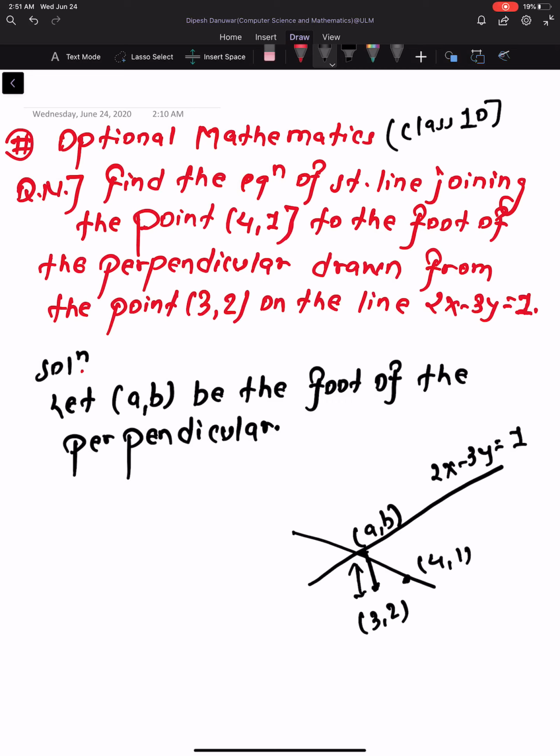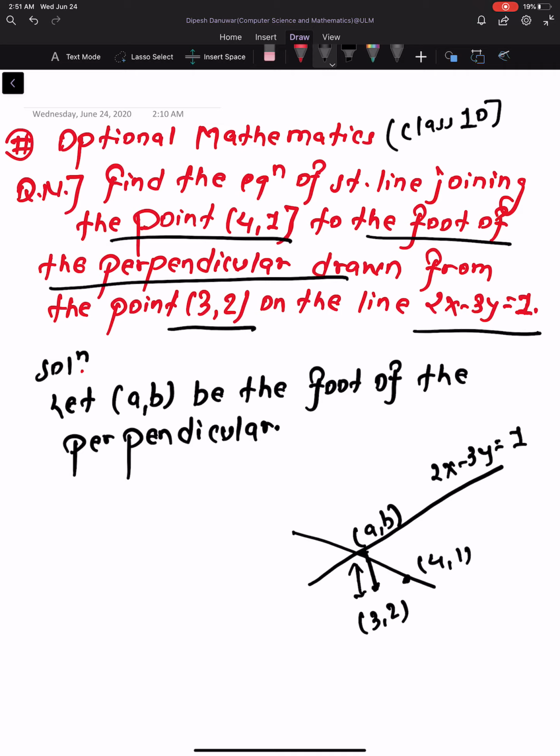Hello everyone. Today's question is related to optional mathematics of class 10. So let's try to understand what the question means. In this question, you have to find the equation of a straight line joining the point (4, 1) to the foot of the perpendicular drawn from the point (3, 2) on the line 2x minus 3y is equal to 1.